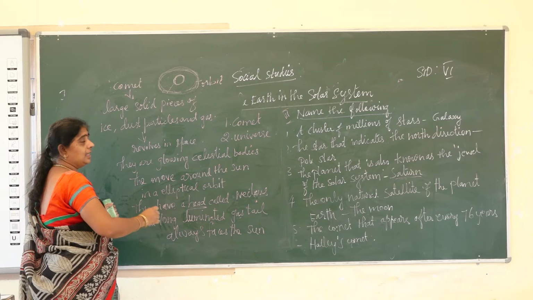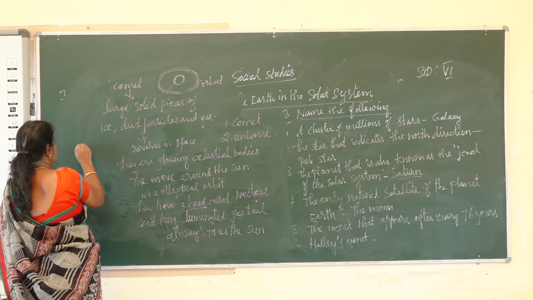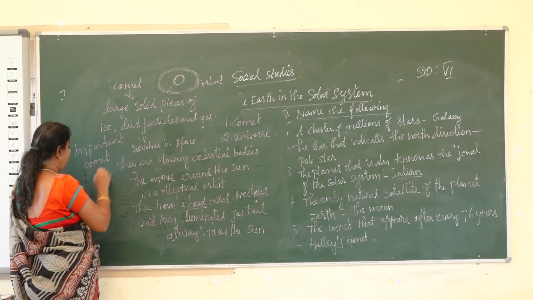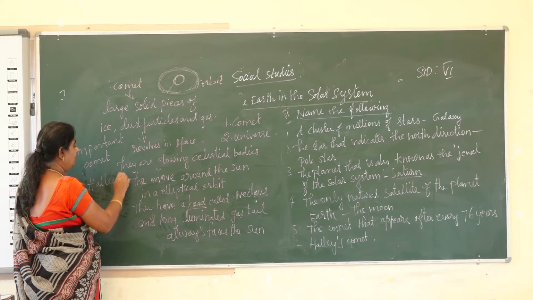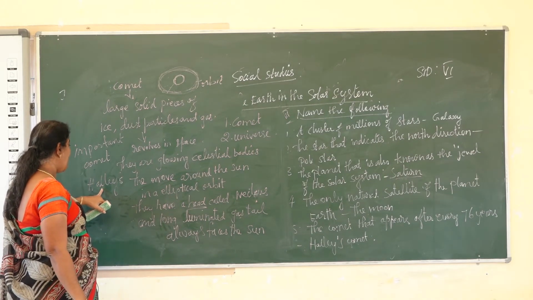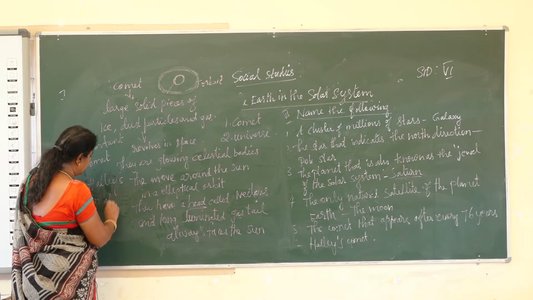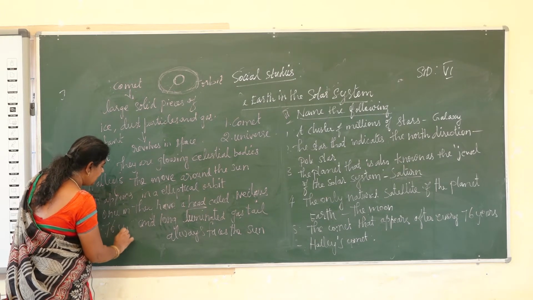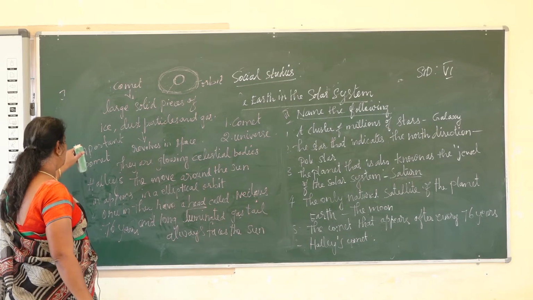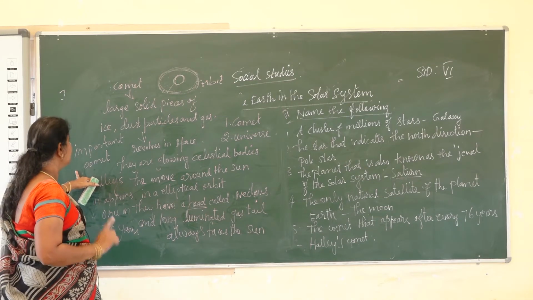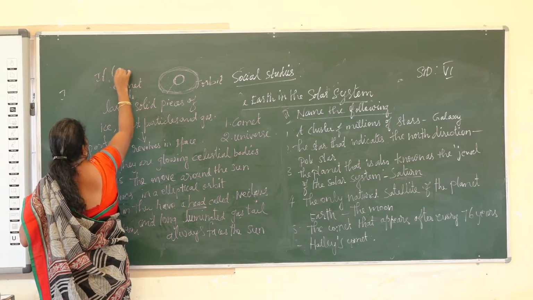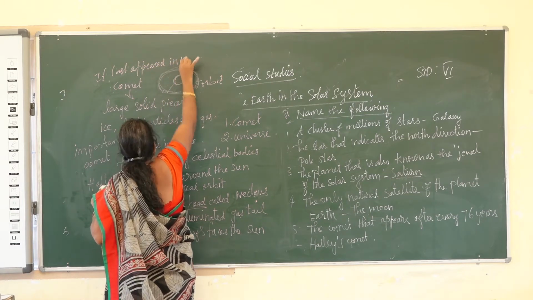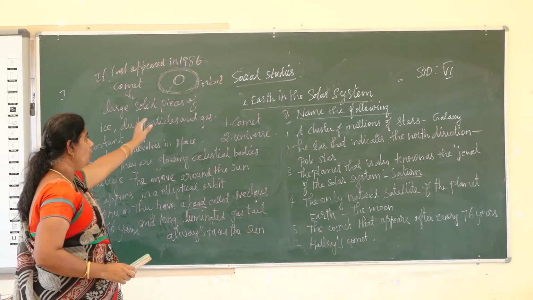Among these, a very important comet is Halley's. It appears once in 76 years. When will it appear, children? It appears once in 76 years and it last appeared in 1986. This is about comets.